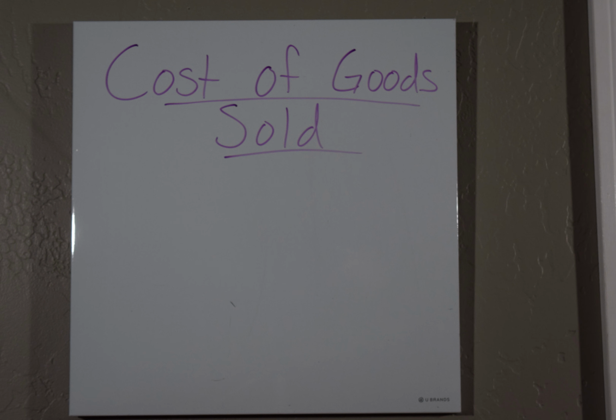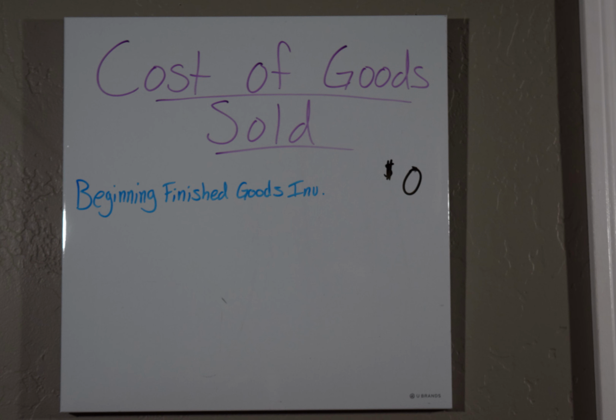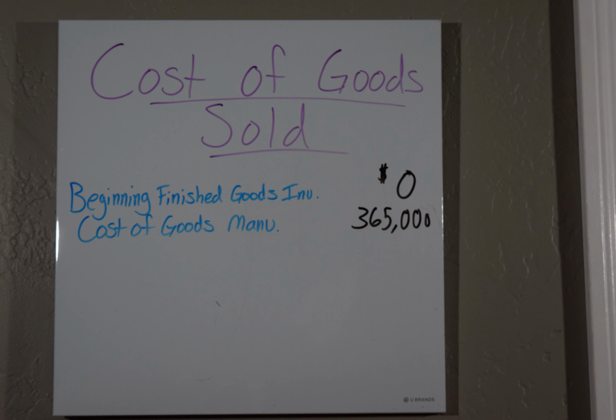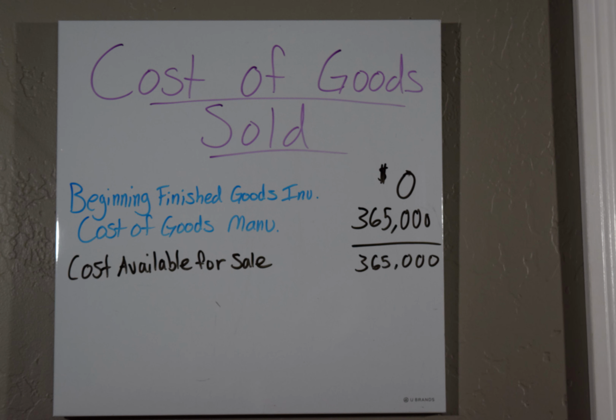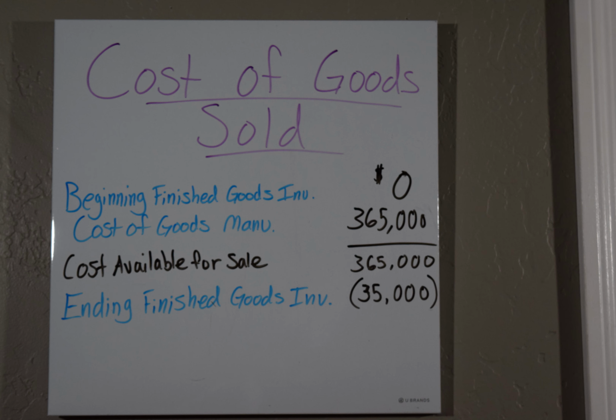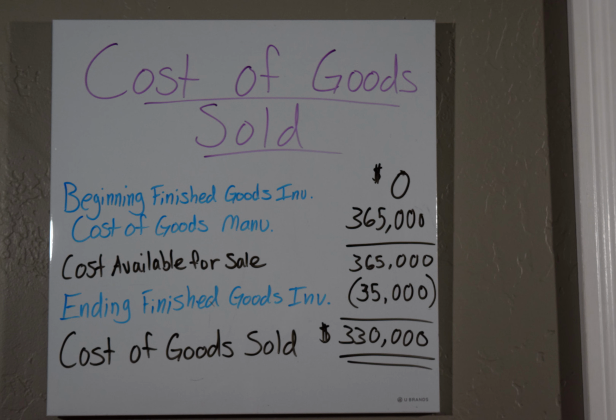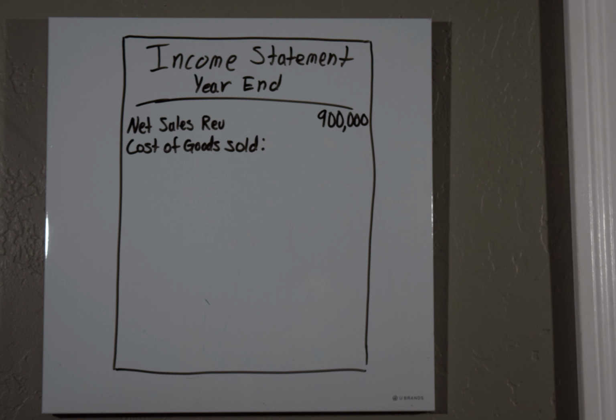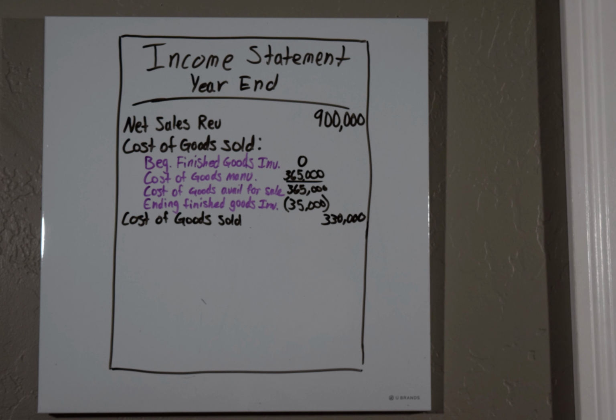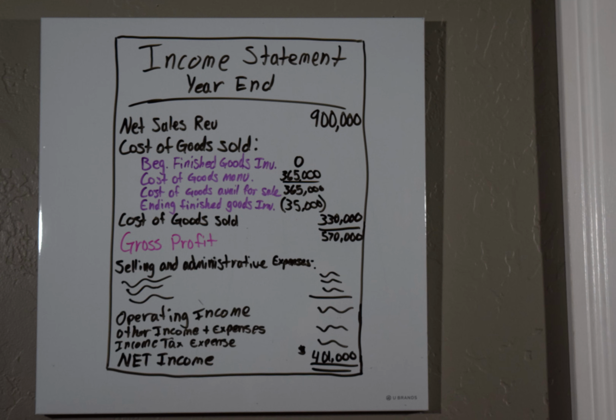The last calculation needed to find the gross profit is the cost of goods sold. This is the beginning finished goods inventory plus cost of goods manufactured. That is the cost of goods available for sale. From that, you subtract the ending finished goods inventory to get your cost of goods sold. Those amounts are added along with ones we have previously learned about, and create the year-end income statement.